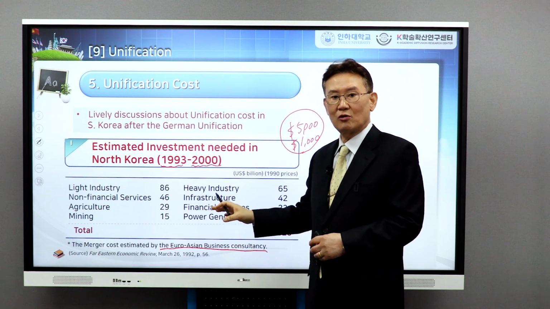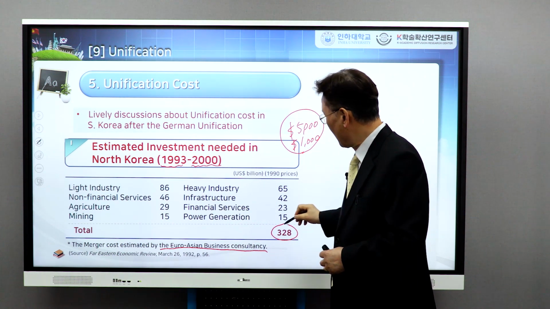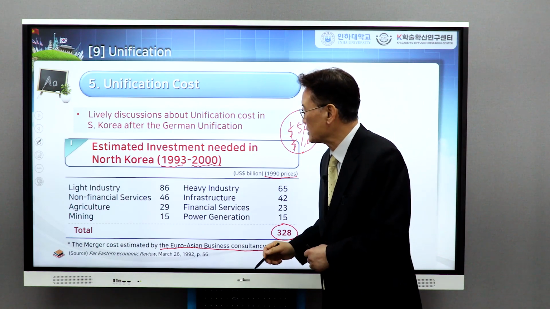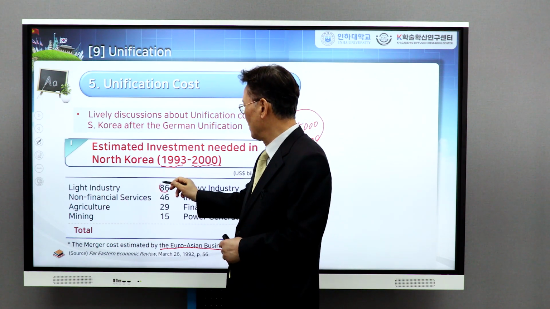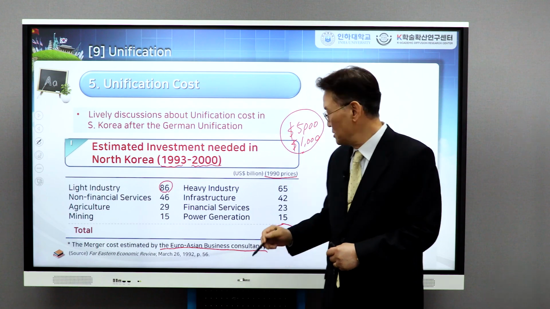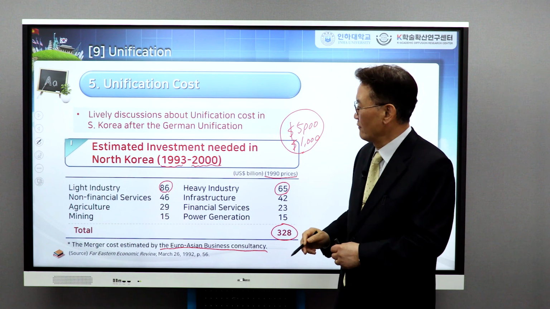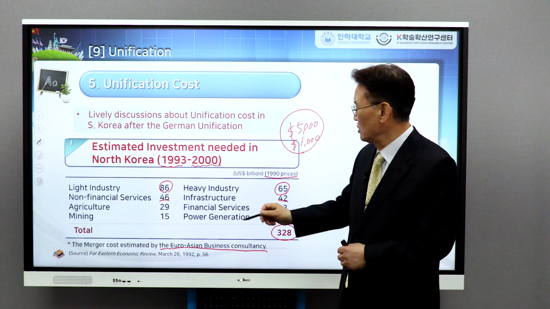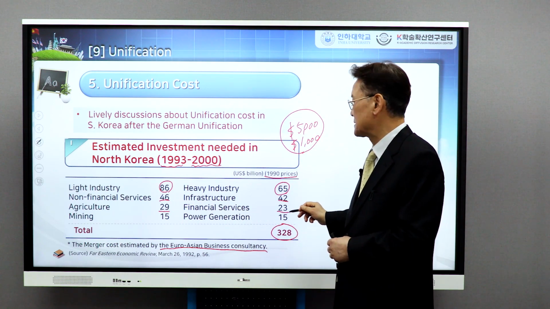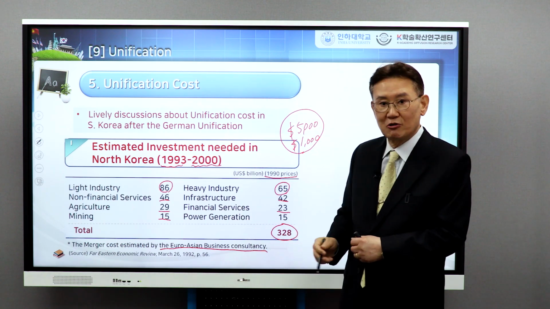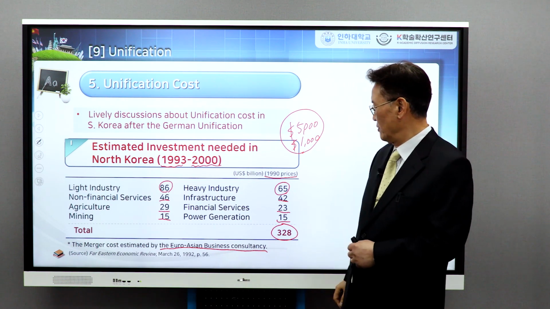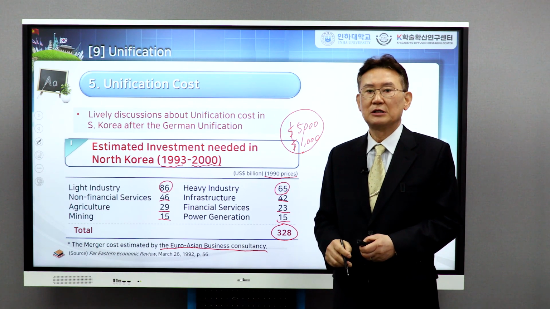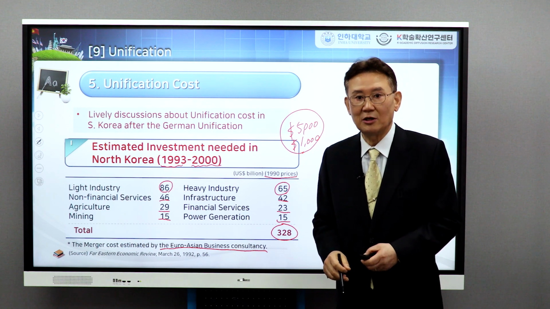With these goals, they calculated the total cost. The total cost of unification would be $328 billion in 1990 prices. Let's look at some details. In order to build up light industry in North Korea, $86 billion are needed. In heavy industry, $65 billion. In non-financial services, $46 billion. Making infrastructure, $42 billion. Agriculture, $29 billion. Financial services, $23 billion. Mining, $15 billion. Power generation, $15 billion. Totally, it might need $328 billion in order to make North Korean income per capita $1,000 in the year 2000.